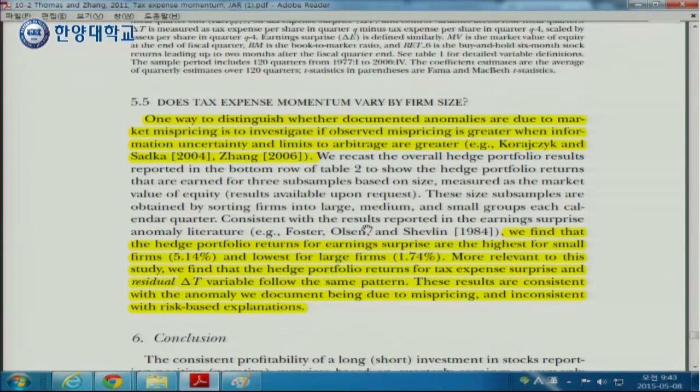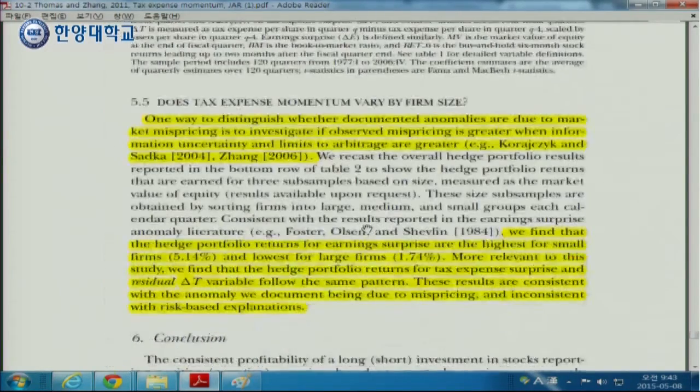So it means that their finding is strongly related to mispricing. Okay, does it make sense? Any question? Do you know what I'm saying? Okay, good, very good. Any question? No. Okay, so let's conclude the paper.